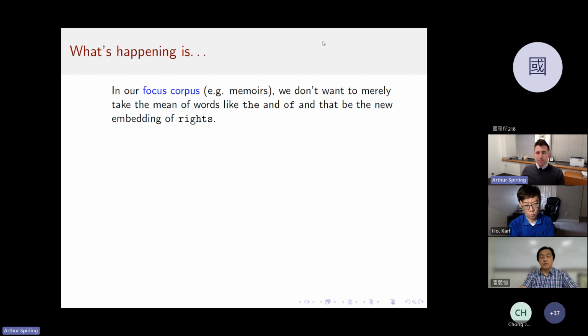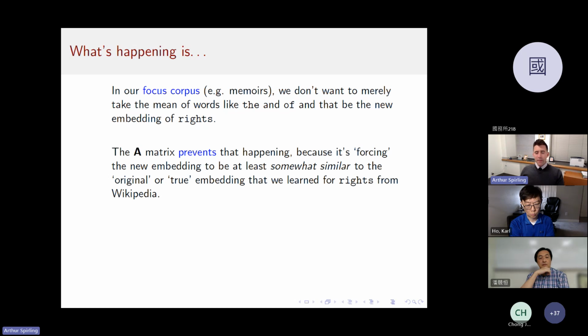So what's happening here is that we don't just want to take the mean of these function words, right? That doesn't seem right. If we see some word like Bill and it was surrounded by of and the and so on and so forth, I don't just want to take means and that's the new embedding. What I want to do is prevent that from happening. And the A matrix is helping to prevent that. It's forcing this average to not depart too much from the original learned embeddings on the big corpus.